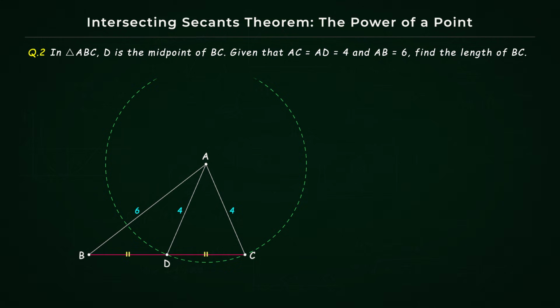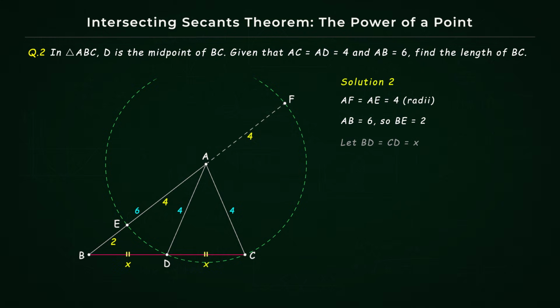Now, BC is a secant. We extend BA to the other side of the circle, creating another secant. This circle gives us some useful information. First, AF and AE are both radii, so they are both 4. Since AB is 6, BE is 2. Let BD be x again. Then CD is also x.